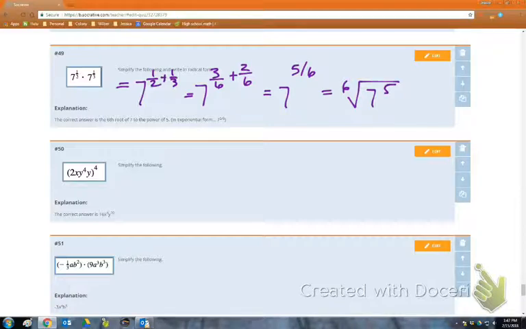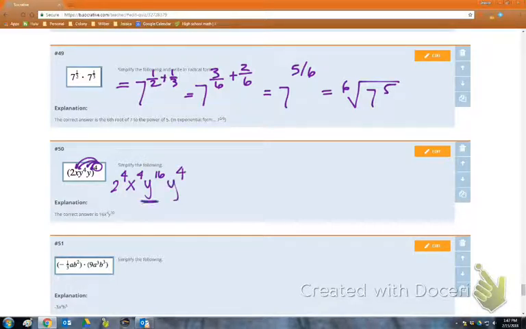To simplify the following, this is the power rule. So remember, you need to distribute this power to everything inside. So we have 2 to the power of 4, we have x to the power of 4, we have y to the power of 16, we're multiplying the exponents, and we have y to the power of 4.